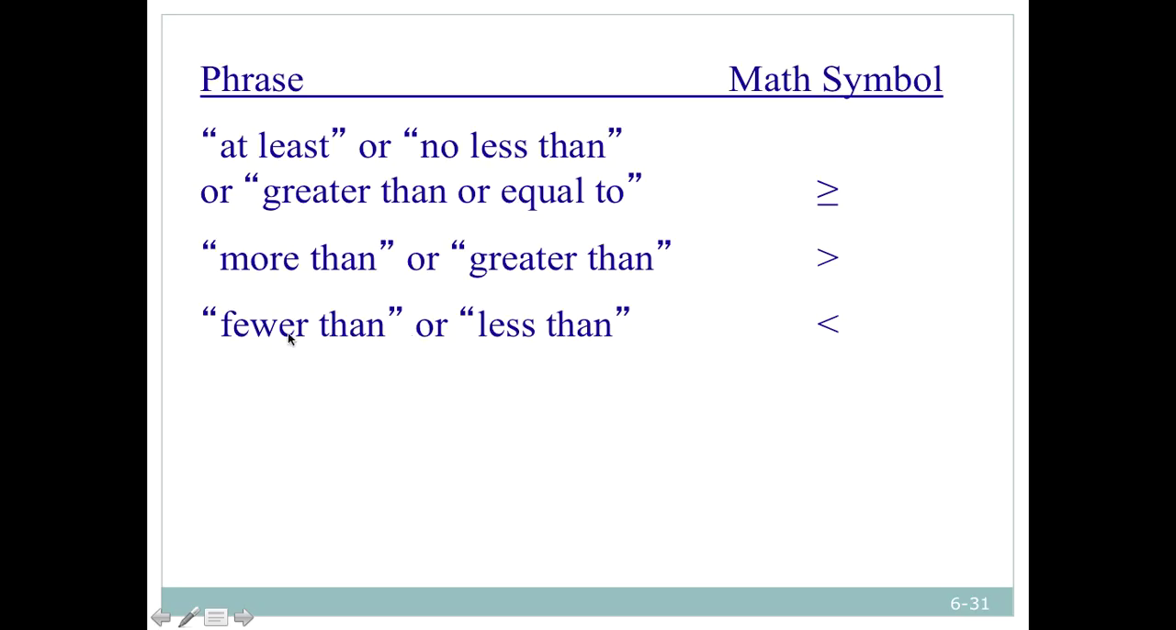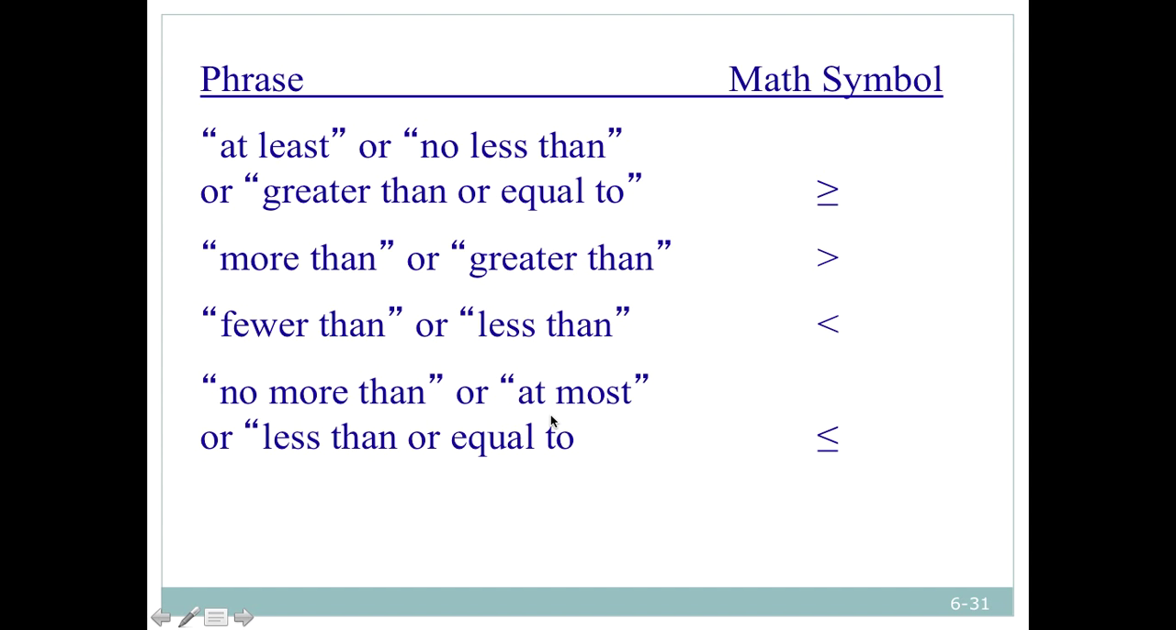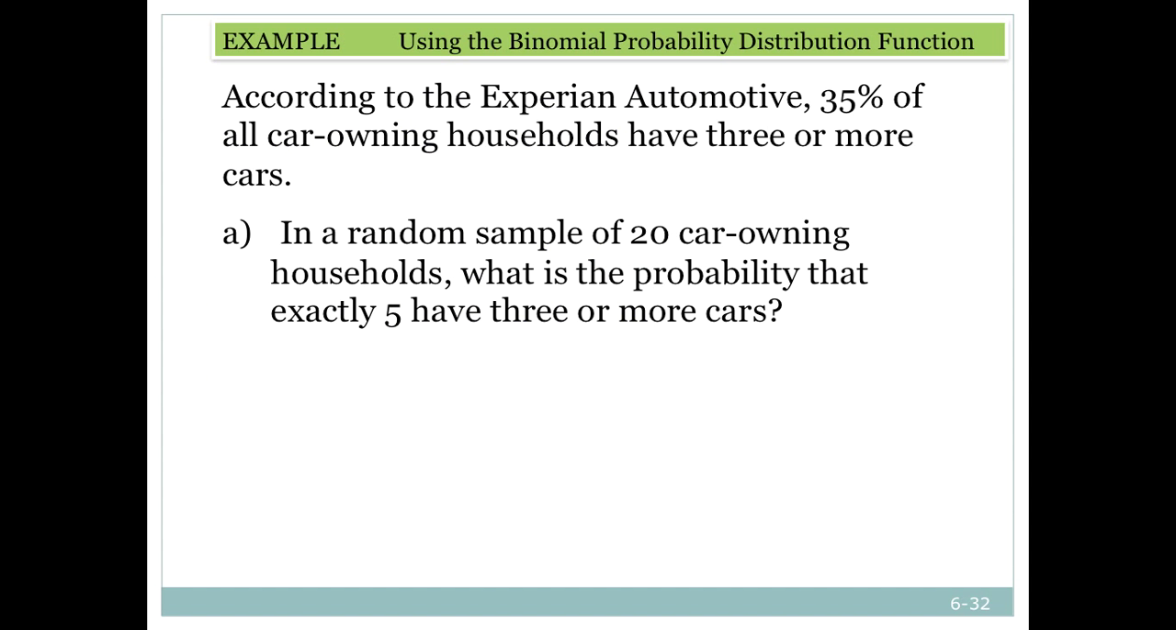If you see the words fewer than or less than, this is going to be a strict less than symbol. No more than, at most, and less than or equal to all correspond with the less than or equal to symbol. And exactly, equals, or is are keywords that you're looking for when you're using the equal sign. This appears in your textbook as well, but again, this might be a nice thing to take a quick screenshot of in case the wording tends to confuse you a little bit.